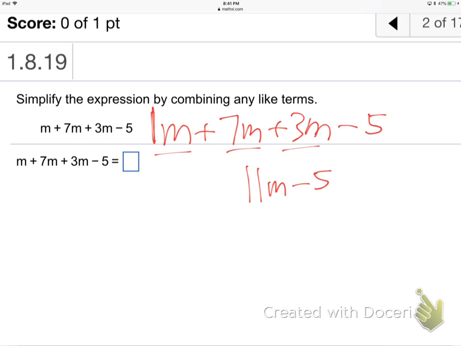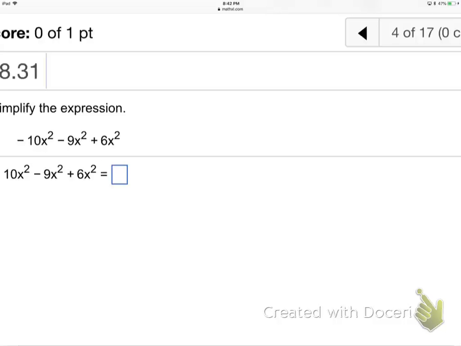I can't subtract the 11m and the 5 because they're unlike terms. So this is all about like terms. If they have the same letter, you add them up. You combine them.